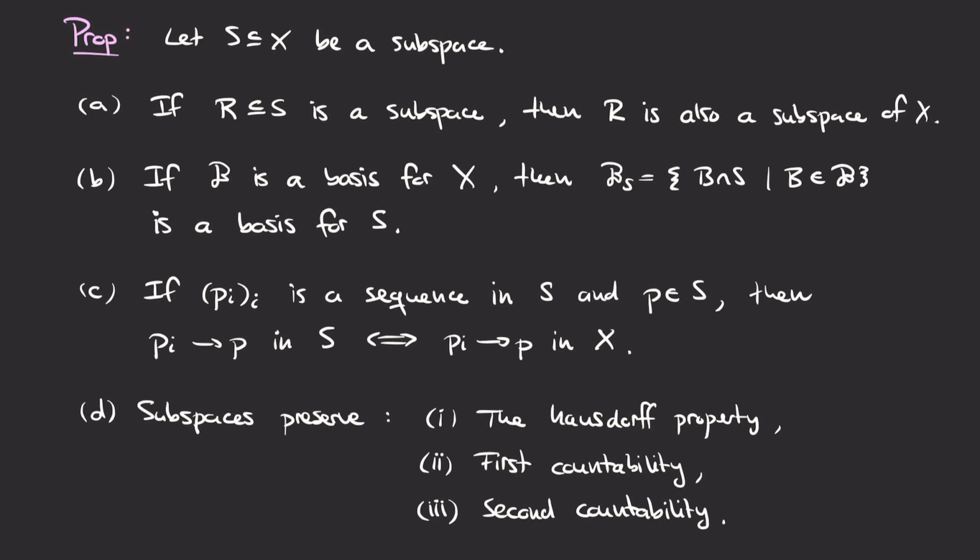In particular, if the larger space is Hausdorff, then also the subspace will be Hausdorff. If the larger space is first countable, then the subspace will be first countable. And finally, if the larger space is second countable, then also the subspace will be second countable. The proof for all these items is pretty straightforward. Mostly it just boils down to checking the definitions that are invoked in each case. So I won't be doing that here.